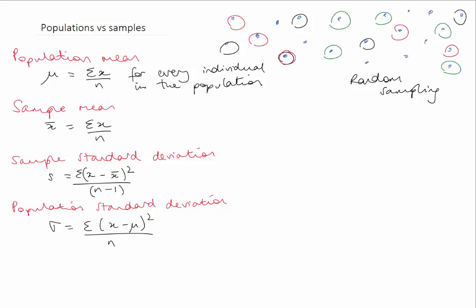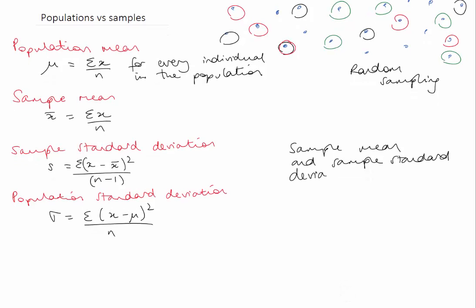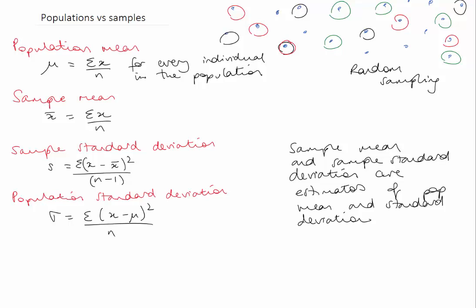And so the sample mean and sample standard deviation can be thought of as estimators of the population mean and standard deviation. My point here is that random sampling from a population allows you to calculate the sample mean and standard deviation, which is a good estimator probably of the population mean and standard deviation if you're doing random sampling, but you have to calculate the standard deviation in a slightly different way.